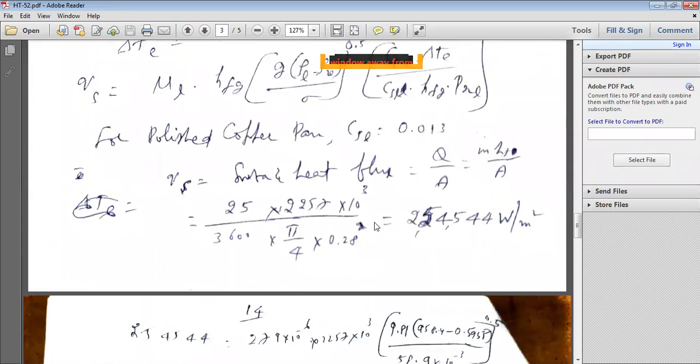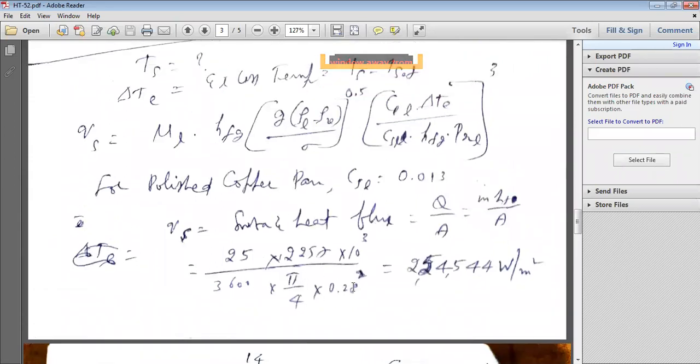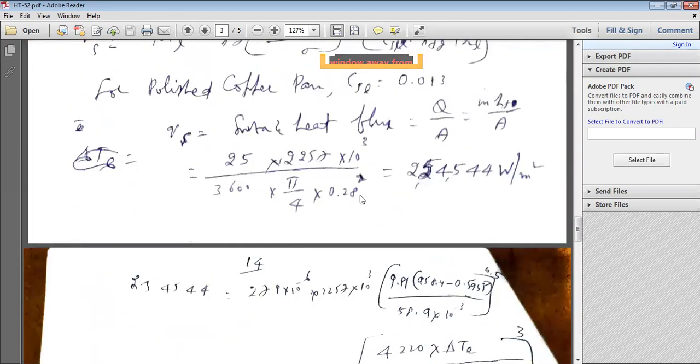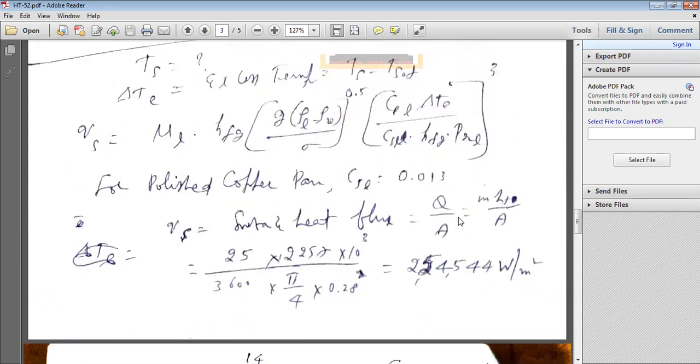Divided by area, π/4 d square, here circular shape. The pan is in circular shape. So the surface circular area is π/4 d square. That's why here not wire, here pan. The diameter of the pan is 280 mm, that is 0.28 meters, whole square. From this, the heat flux qs is 254,544 watt per meter square.